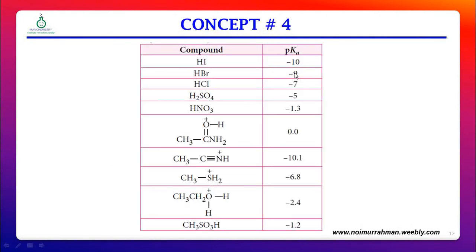These are the various pKa values of many acids. If we compare hydrogen iodide and hydrogen bromide in the context of acidity, we can see that hydrogen bromide has more pKa value, -9. Hydrogen iodide has pKa value of -10, which is less than -9. It suggests that hydrogen iodide with a lower pKa value is more acidic than hydrogen bromide.